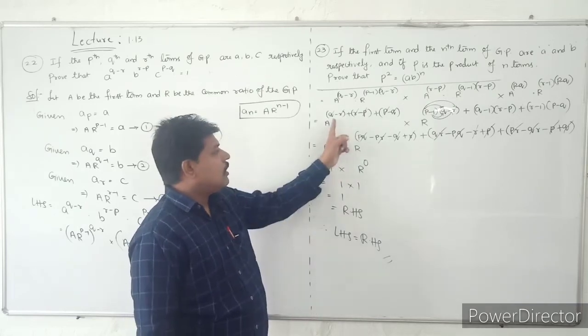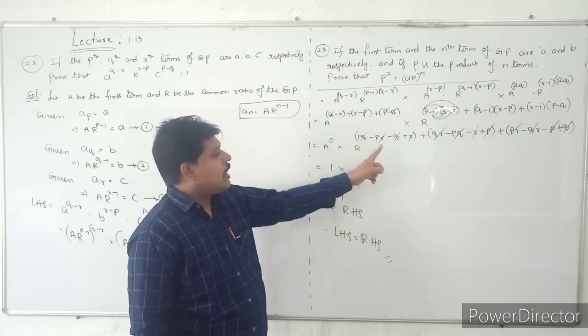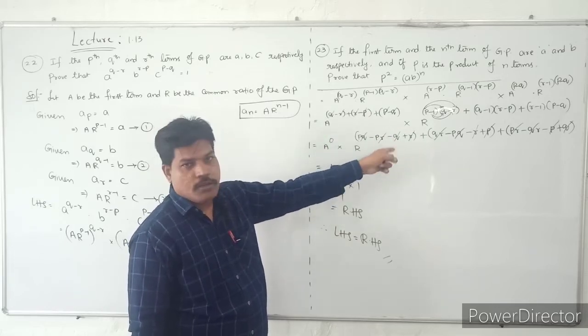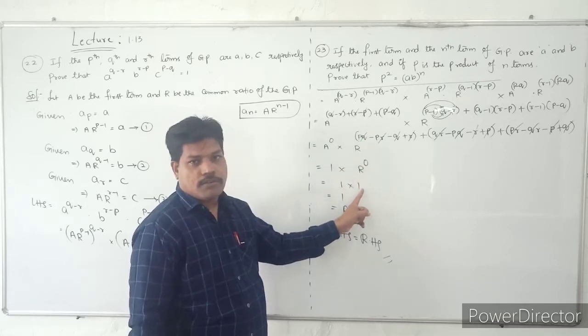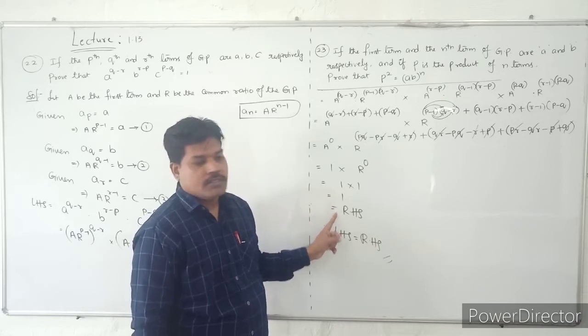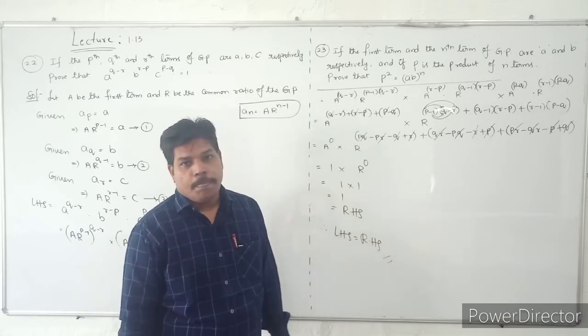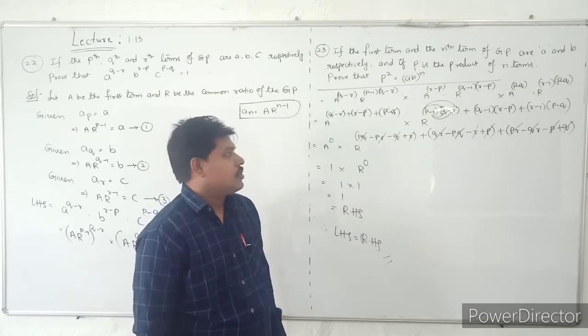So all the terms of A will be cancelled, that is 0, A power 0 will become 1. Also here you can add and multiply, all the terms will be cancelled, it will become R power 0, that value is also 1. So the final value will become 1. Therefore that is the RHS. Therefore LHS is equal to RHS. All understood, students? So that is the question.